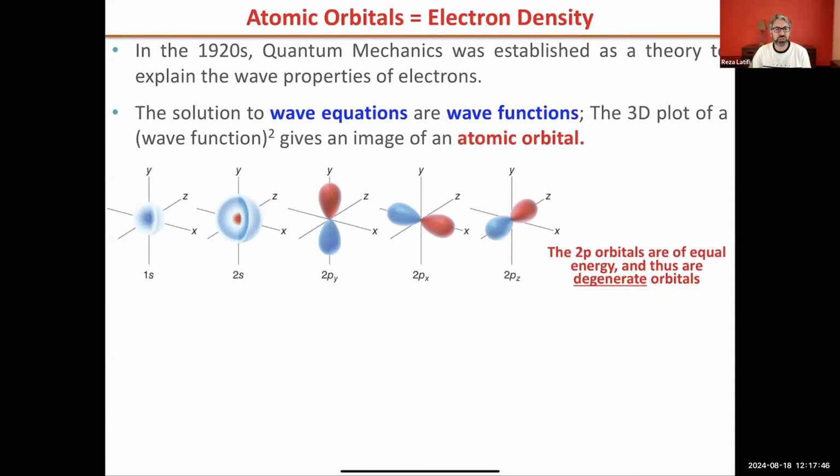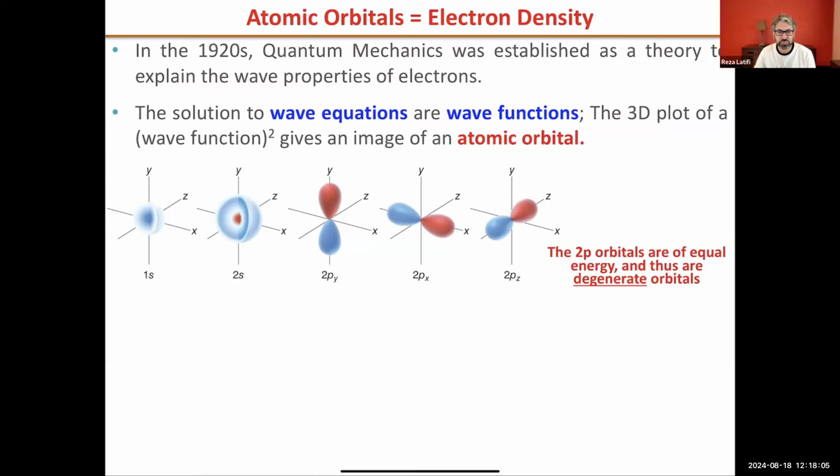The cartoon that you see in front of you is showing you a bunch of s orbitals and also p orbitals. S orbitals are spherical, while the p orbitals have two dimples, and one is shown in red, the second in blue. That means they have different signs.